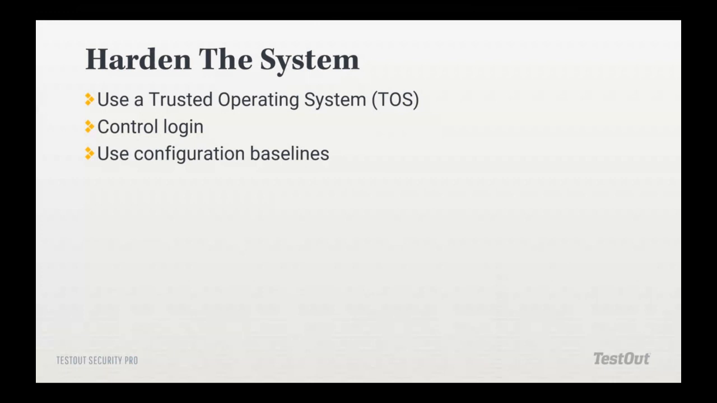Another way to harden the system is to control logins and access to a system. To do this, you can limit privileges. This is something you want to do, especially with administrative privileges. Change the default passwords. Require complex passwords. Also require multi-factor authentication. You can use smart cards, fingerprint readers, text services, or other apps that send verification codes to accomplish the multi-factor authentication. You also want to use configuration baselines.